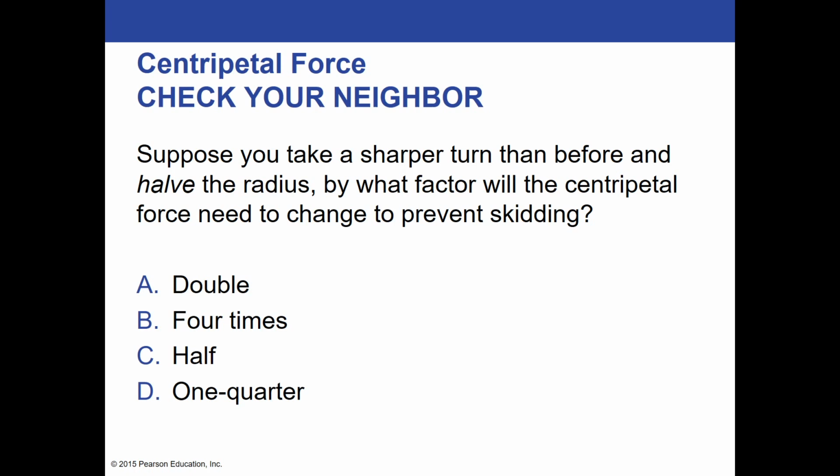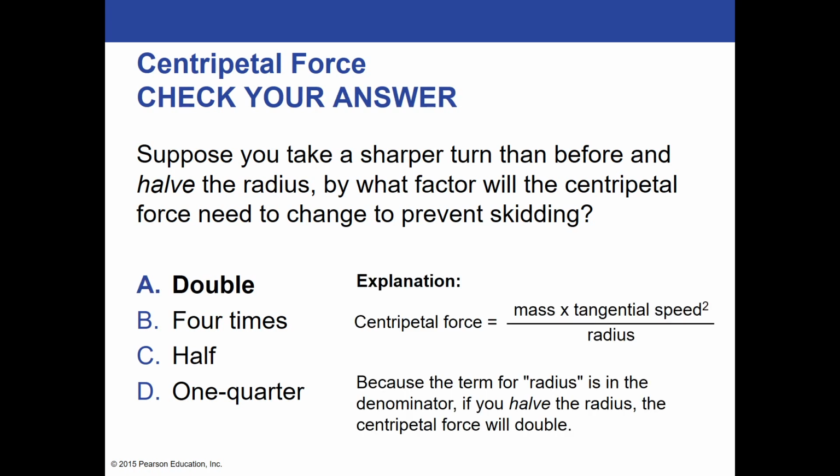Suppose you take a sharper turn than before and halve the radius. By what factor will the centripetal force need to change to prevent skidding? Yes, it would double. So 1 times 1 squared is just 1. 1 divided by a half is 2.